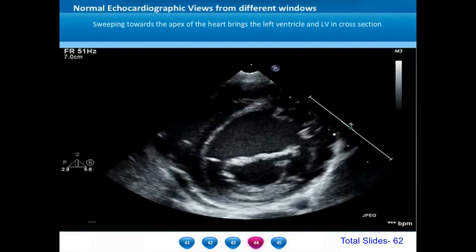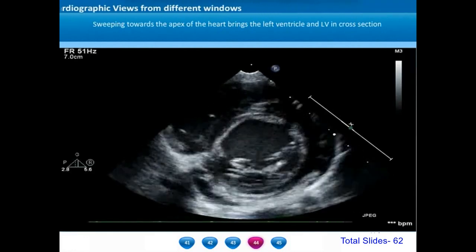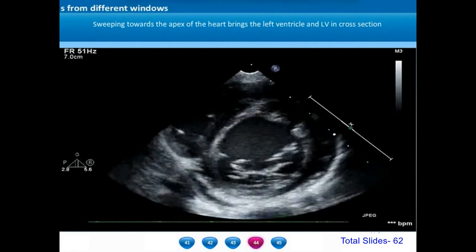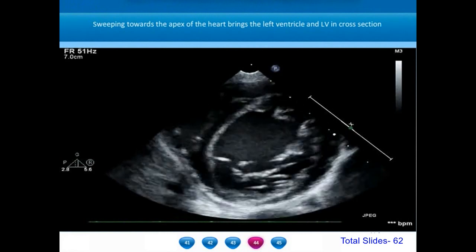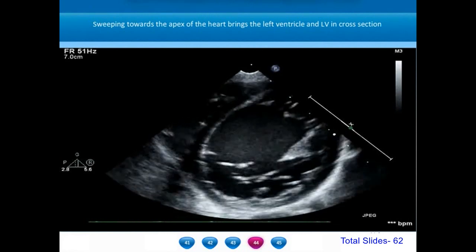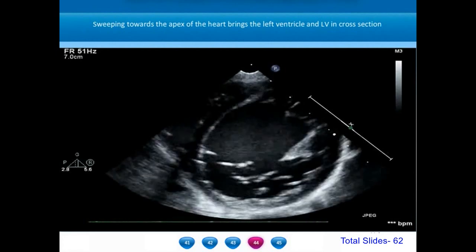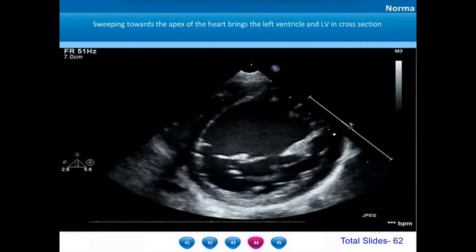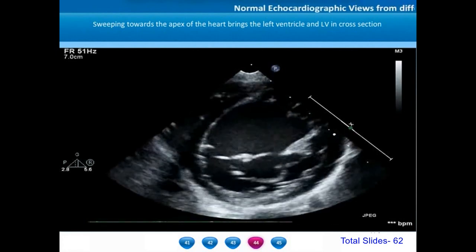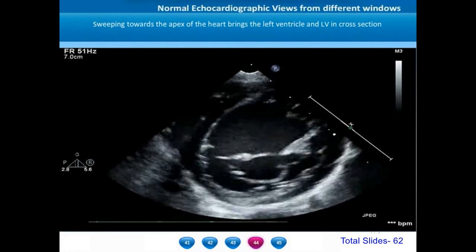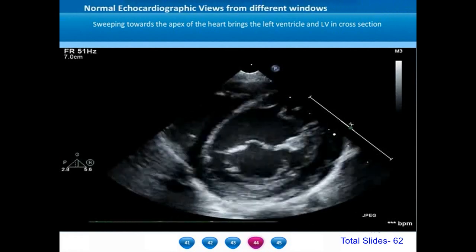On a parasternal short axis view, after we visualize the aortic root, if we make a tilt towards the apex, we will be able to cut the left ventricle at the level of the mitral valve leaflets. We can appreciate the anterior and posterior mitral leaflets, the two commissural areas, the anterolateral and the posteromedial commissures.